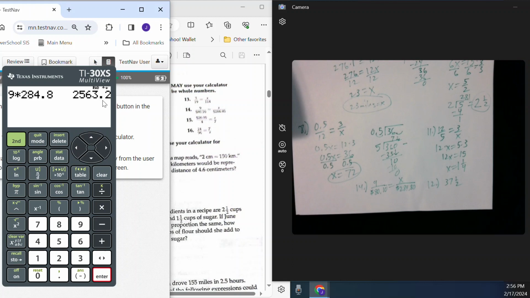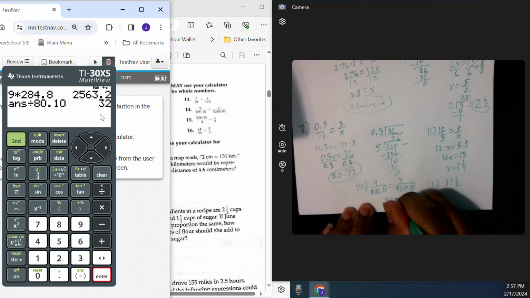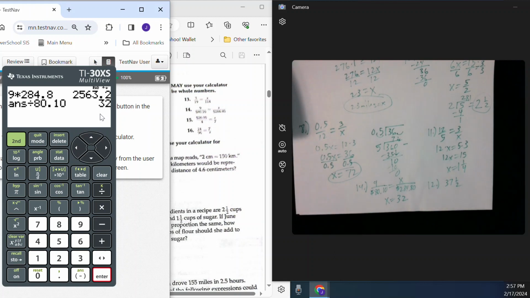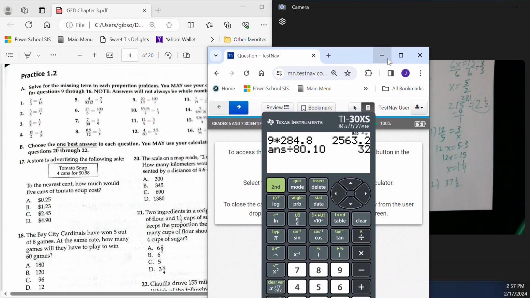2,563.2. And we'll divide off the number that will be connected to X. So it'll be divided by $80.10. And that gives you 32. So your answer here would just be X equals 32, because it's not a fraction or anything like that. So I believe this should cover everything that you need to know as far as using this in your calculator. So now we're going to move on.